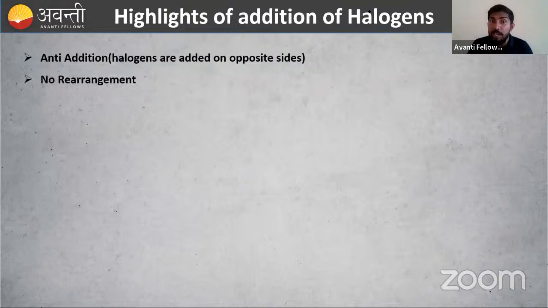Then there is no rearrangement. So in the mechanism, no normal carbocation is formed. If carbocation is formed, then there is a possibility of rearrangement. So no carbocation. You can study like that. Actually, the mechanism is somewhat different. We will study it later. So there is no rearrangement here. Actually, in this, a non-classical cation is formed. You will study about classical and non-classical later.